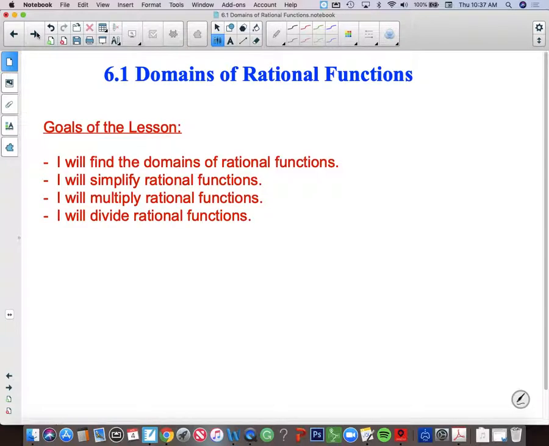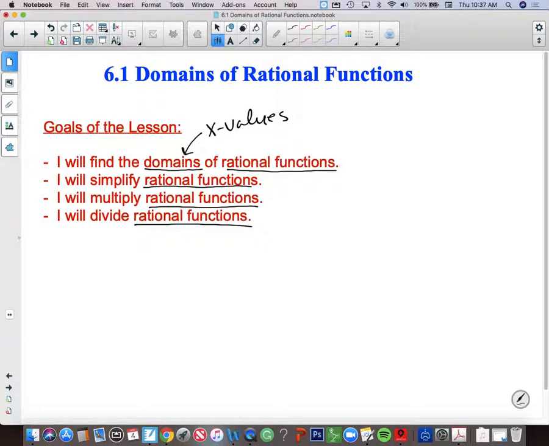Okay, so back at it, we're starting 6-1. This is chapter 6, and this is where we start to throw a lot more variables at you. We're using everything that we've done before in one problem. We're going to be able to find domains. Remember, domains are x values. We're going to be able to find domains of rational functions, and we'll figure out what rational functions are in a minute. We're going to simplify rational functions, multiply rational functions, and divide rational functions.